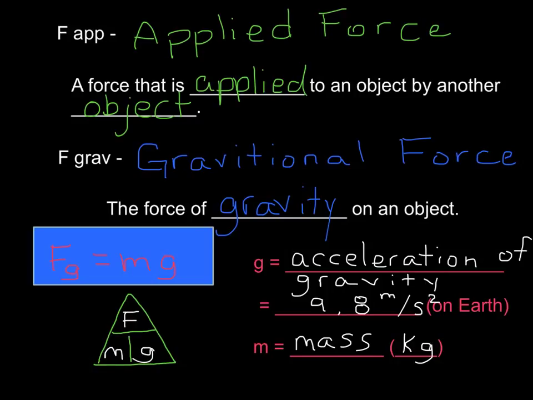And remember, how you use this is by covering the thing that you're looking for, and then what's left tells you what to do. So if you were going to find force, you would cover the F, and then mass next to gravity means multiply those two things. If you need to find mass, then you cover the m, and it's force divided by gravity.